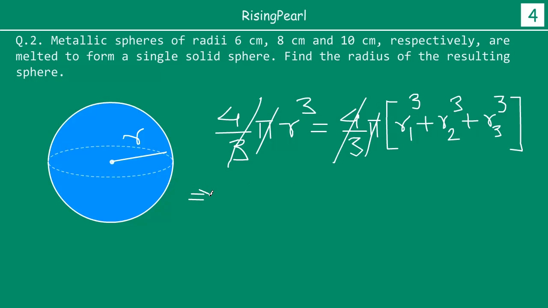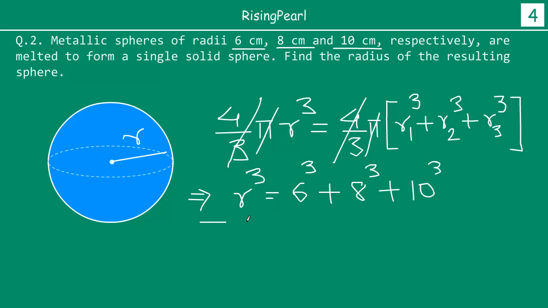So we will have R cube, which is the final radius R cube, will be equal to, each one of them is given. R1 is equal to 6 centimeter, R2 is 8 centimeter, R3 is 10 centimeter. So this will be 6 cube plus 8 cube plus 10 cube. So whatever the value is, you're going to solve this, you're going to take a cube root on both sides, and from here you're going to be able to find out the value of R. So that much centimeter will be the value of R. So friends, this is how we solve these kinds of questions.